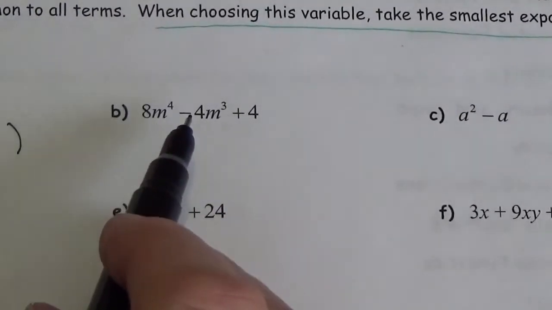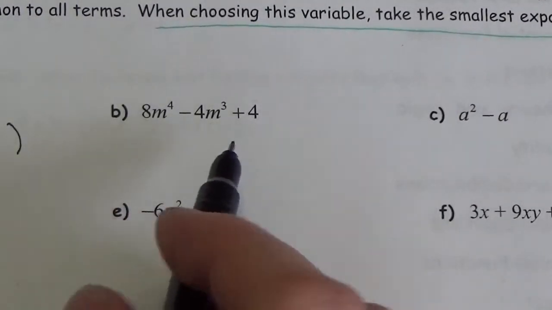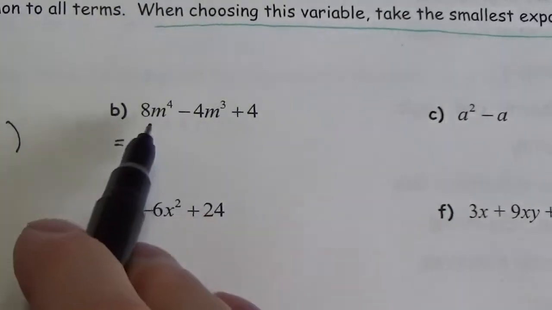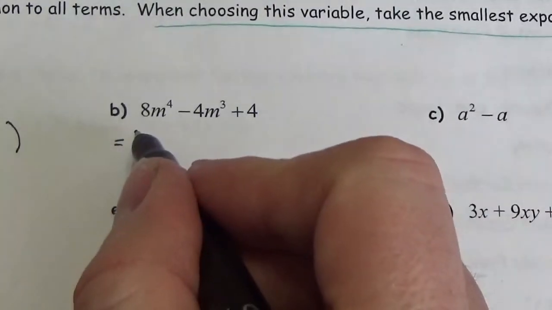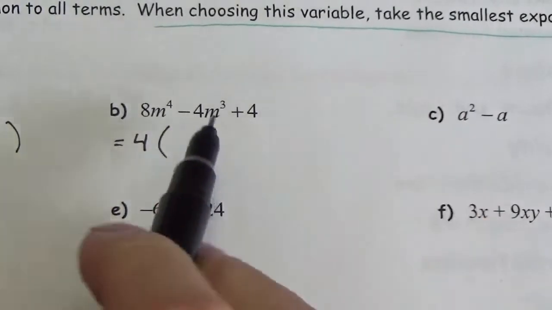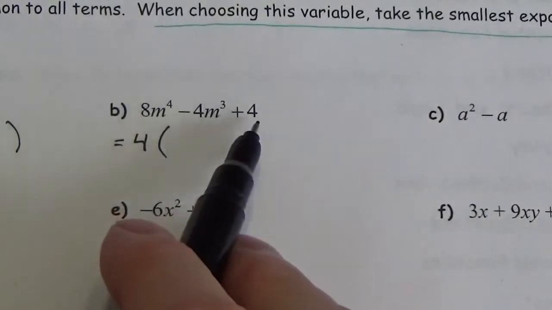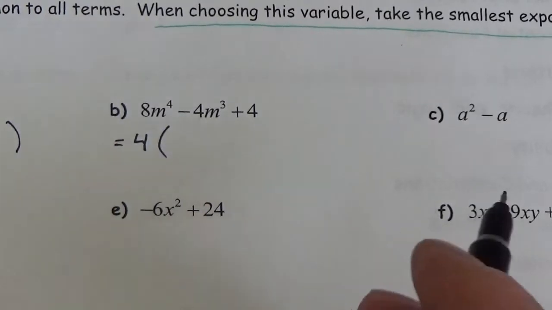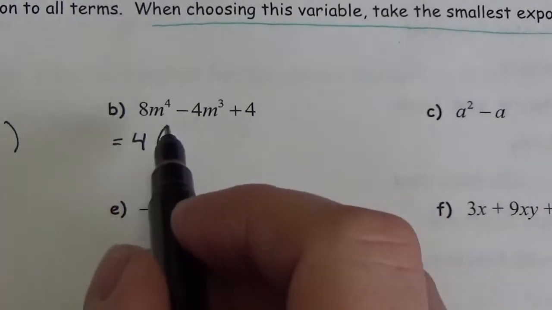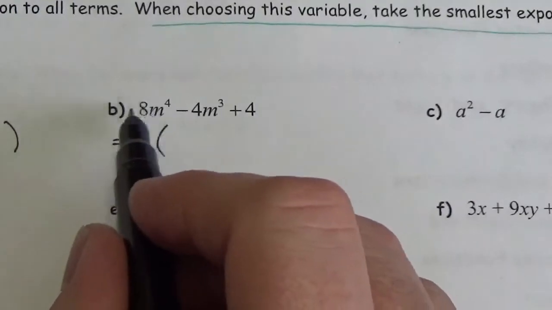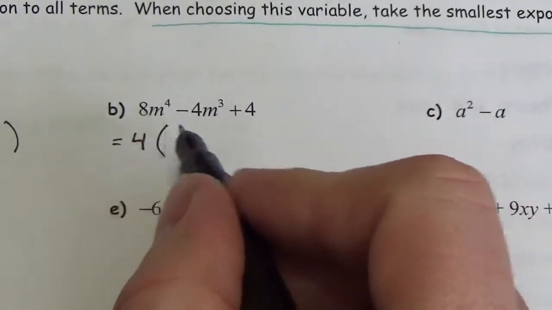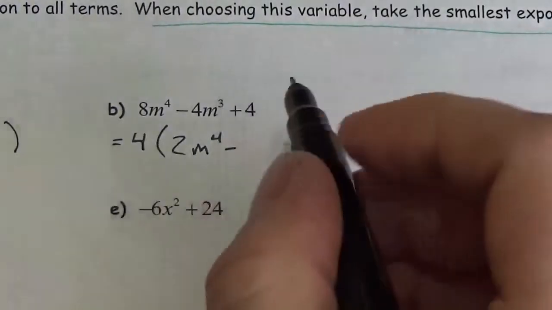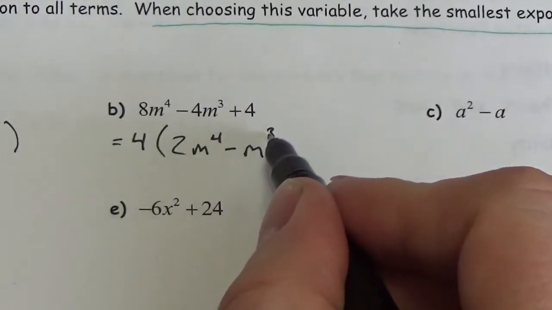Okay, 8m to the 4th minus 4m cubed plus 4. First of all, I'm going to look at the coefficients. And I can tell from 8, 4, and 4 that the common factor there is 4. But now notice that the variable m does not show up in every term here. So the m portion isn't common. So all I'm going to do is take out that common 4. So 8m to the 4th divided by 4 will be 2m to the 4th. Here, 4 divided by 4 is just 1, so it's going to leave me with the variable portion.